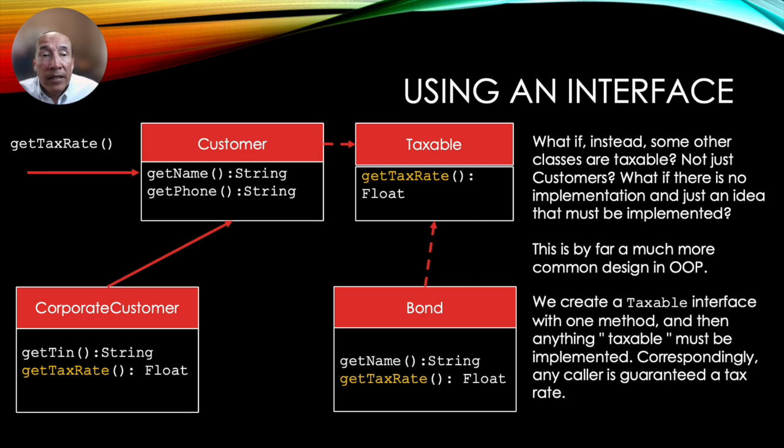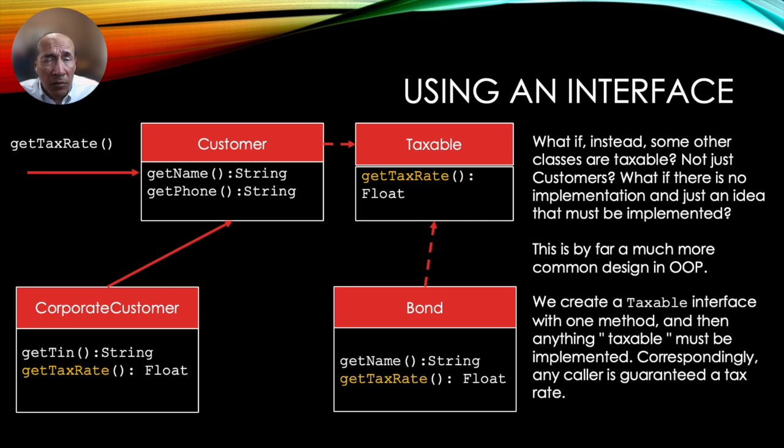So taxable is not a corporate customer. A bond isn't a corporate customer. It's like, oh, wait a minute, you're confusing me. What's going on here? This is an important topic. That interfaces are just responsibility functions that you as a class need to implement for me. I defined the interface. Listen, here's a tax rate and it's a float.